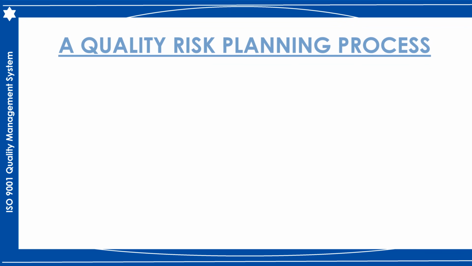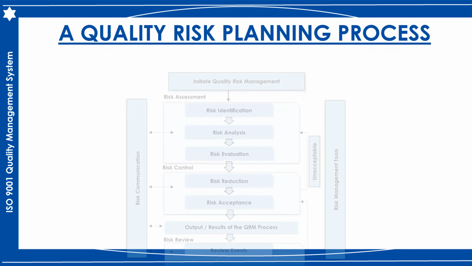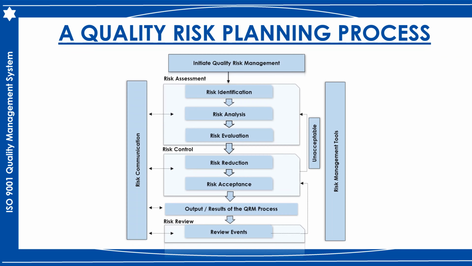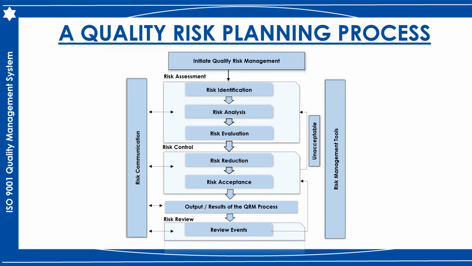A quality risk planning process. This has various steps within risk communication and risk management tools. These steps are: initiate quality risk management, risk identification, risk analysis, risk evaluation, risk reduction, risk acceptance, and from there, output or results of the QRM process, and finally the risk review events.